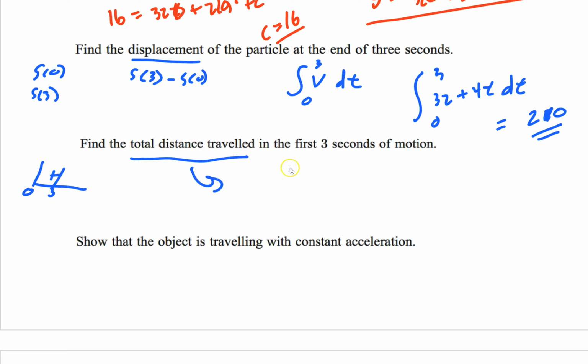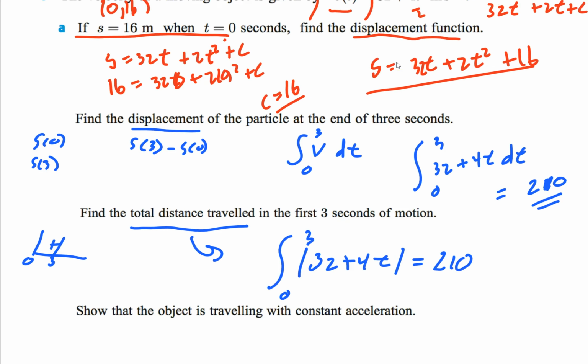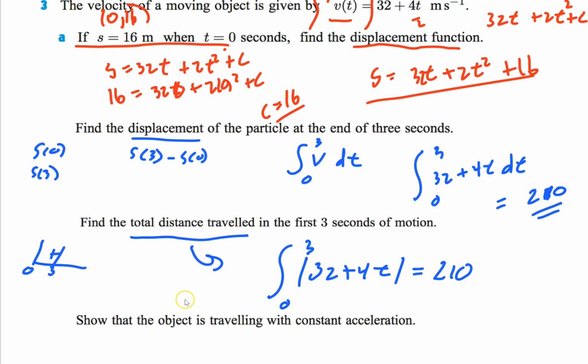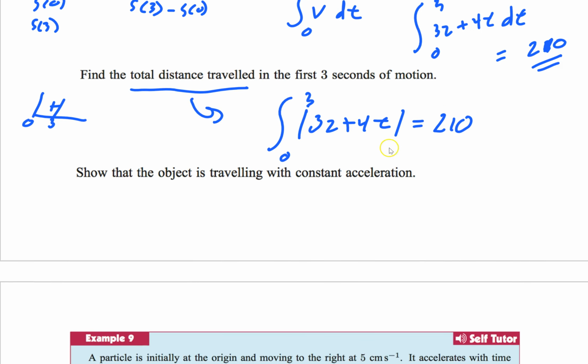With the calculator, you just integrate it. Absolute value of 32 plus 4t from 0 to 3 seconds, and that equals 210 as well. Because again, if I found this critical point, setting that equal to 0 would have been -8. So you don't really have a critical point within the range. So you get the exact same thing, but again, done with absolute value.